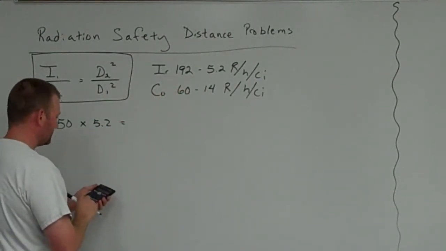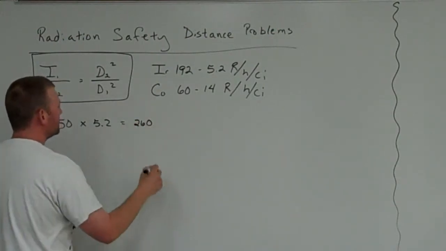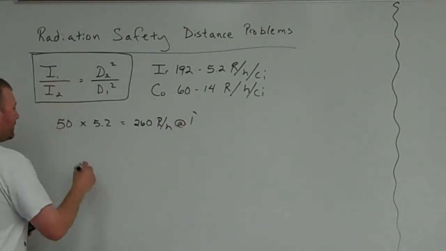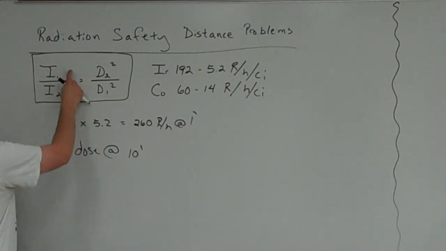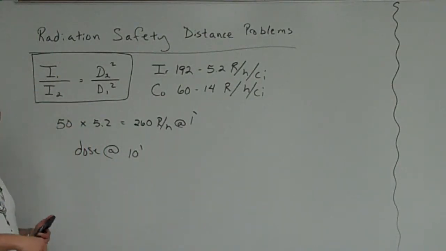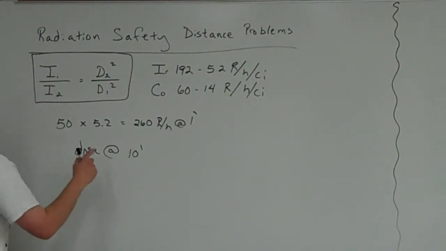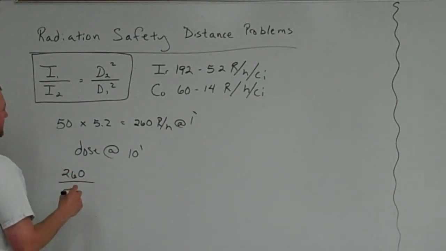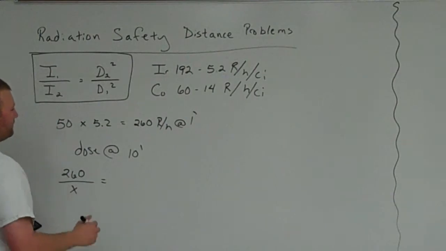That would give us that 260 again, I believe. Let me just make sure here. Yep, 260 Rankins per hour at 1 foot. And we want to know the dose at 10 feet. So, we plug our values into here. Inverse square law: double the distance, decrease the dose by a factor of 4. So we've got 260 Rankins per hour. That's intensity 1. We know that intensity. We're looking for intensity 2. We don't know that because that's what we're looking for.